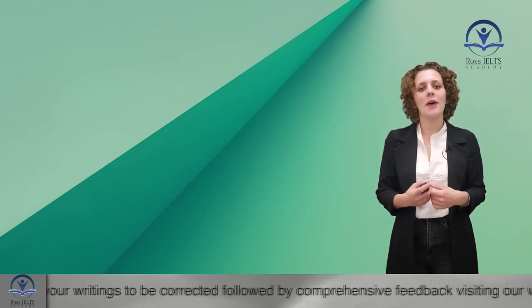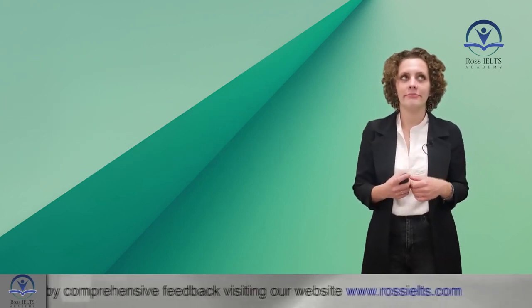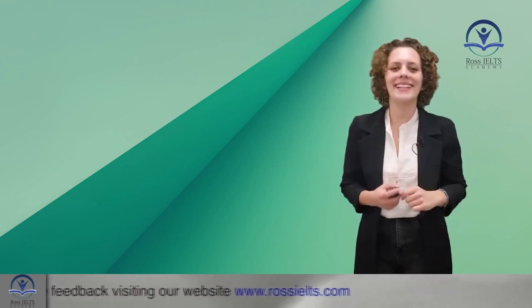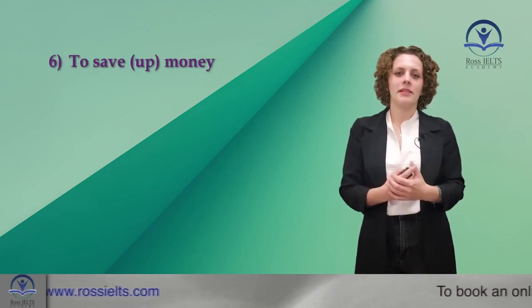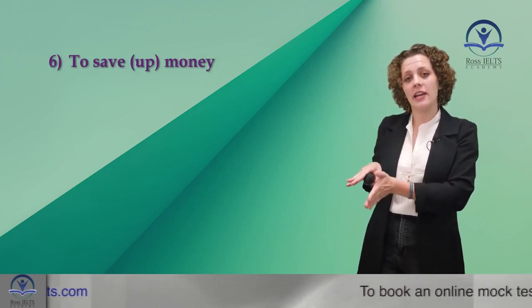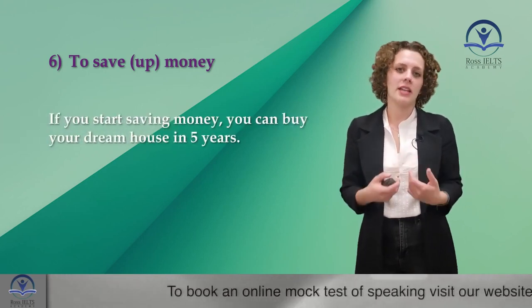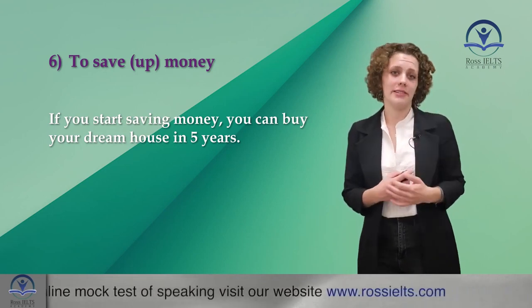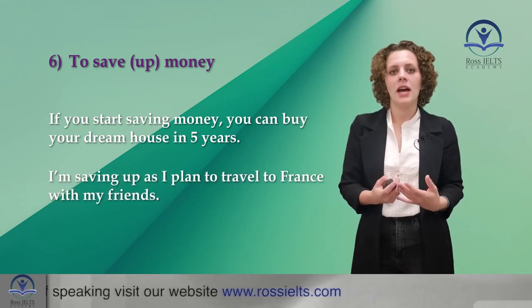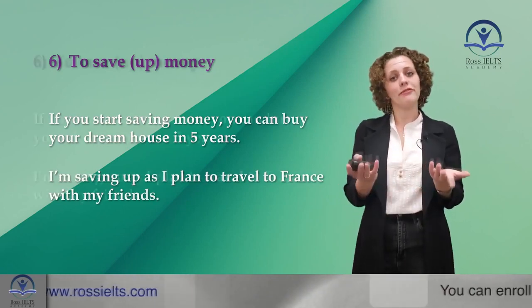And the last verb, which is the opposite of wasting money, is exactly, to save up money. This means to put money aside for the future. For example, if you start saving money, you can buy your dream house in 5 years. Or, I'm saving up as I plan to travel to France with my friends.